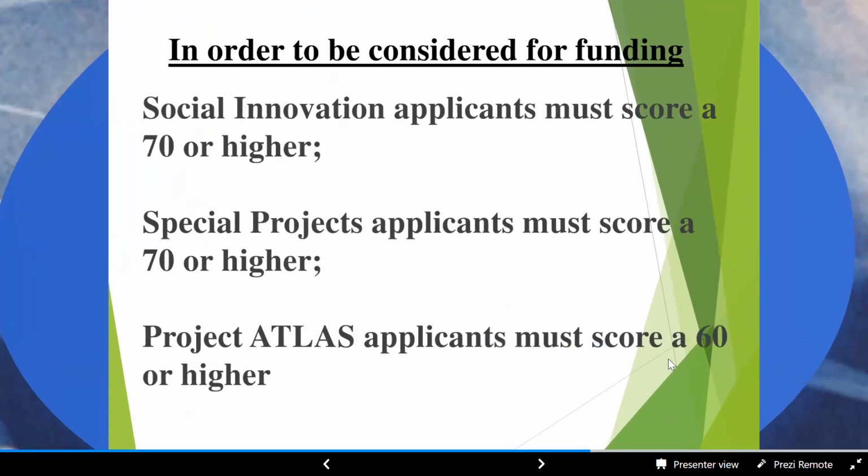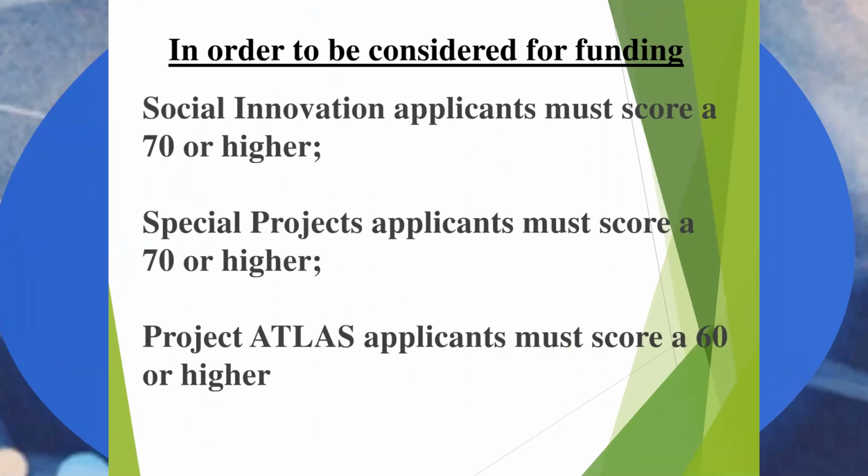Now, in order to be considered for funding, when you review an application for social innovation, applicants must score a 70 or higher. For special projects, applicants must score a 70 or higher. For Project Atlas, applicants must score a 60 or higher.